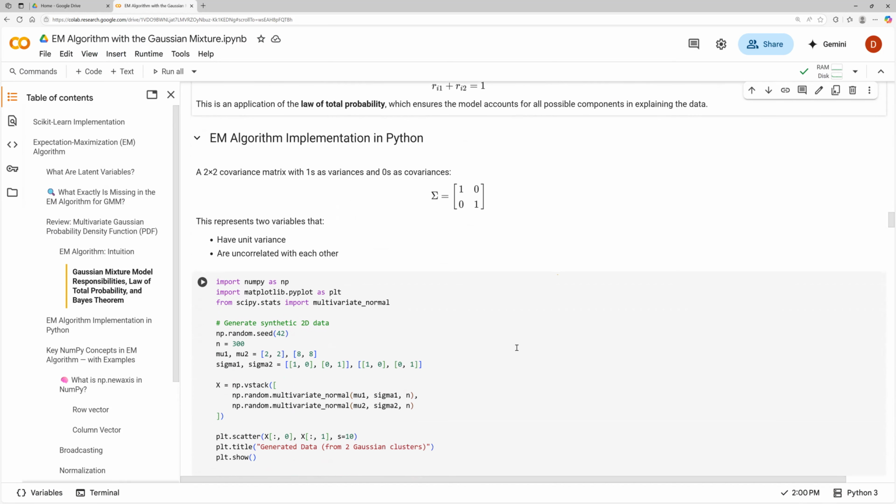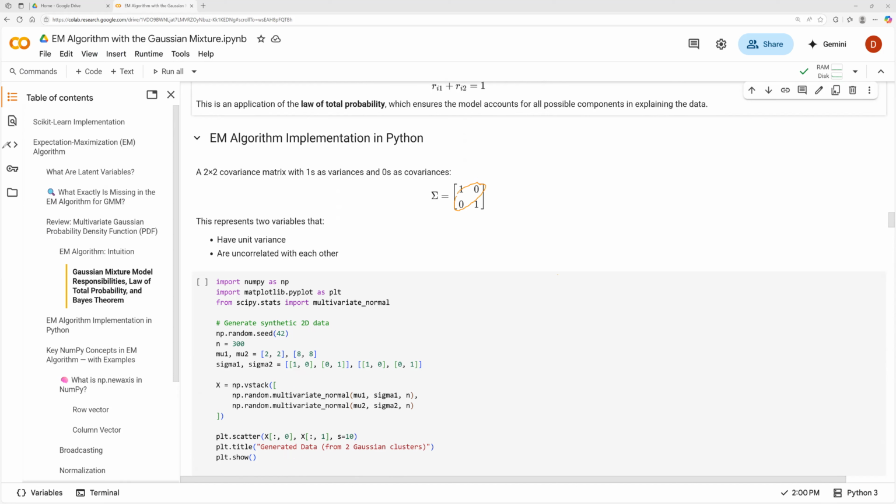Here's an algorithm implementation in Python. Before I actually start with it, though, I do want to make a point that in this example, I'm using covariances that are 0. I'm hoping this works. And this will actually affect convergence. Okay, so I want people to keep in mind.